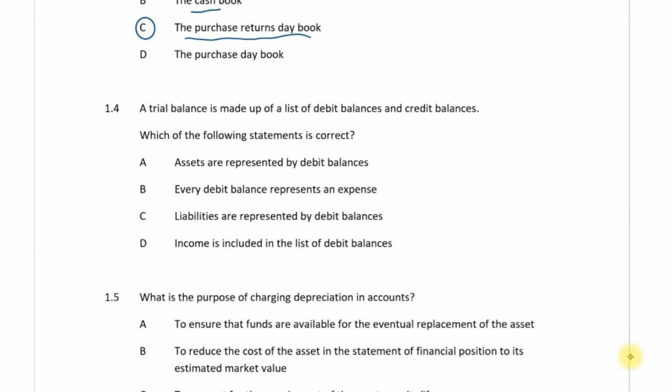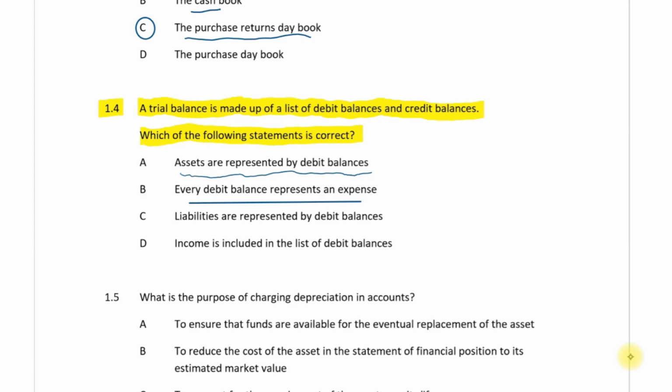Question number 1.4. A trial balance is made up of a list of debit balances and credit balances. Which of the following statements is correct? A. Assets are represented by debit balances. B. Every debit balance represents an expense. C.